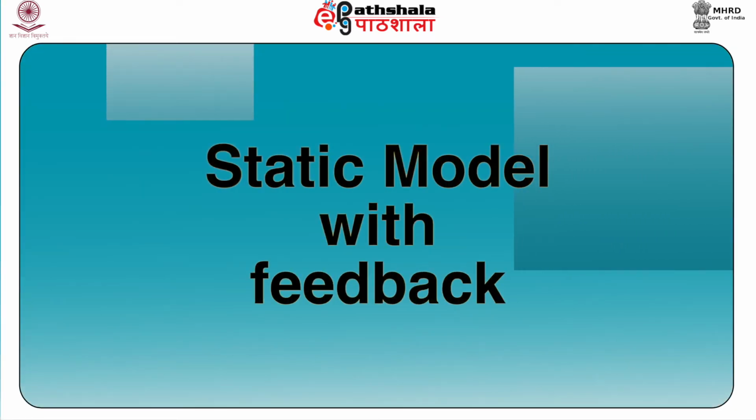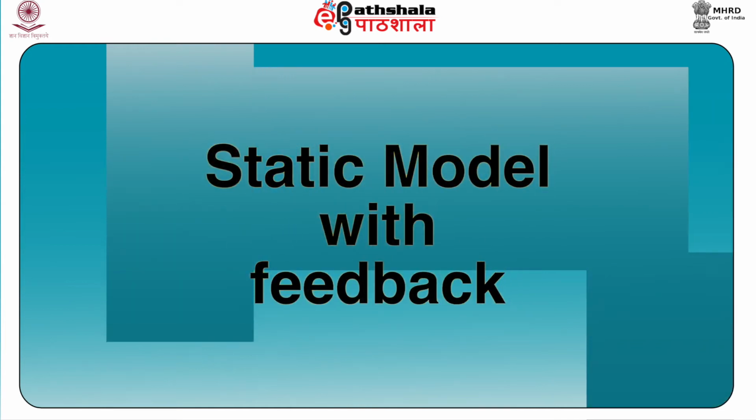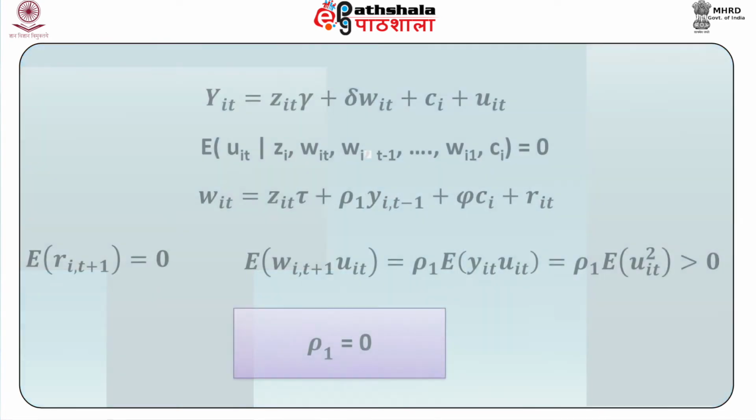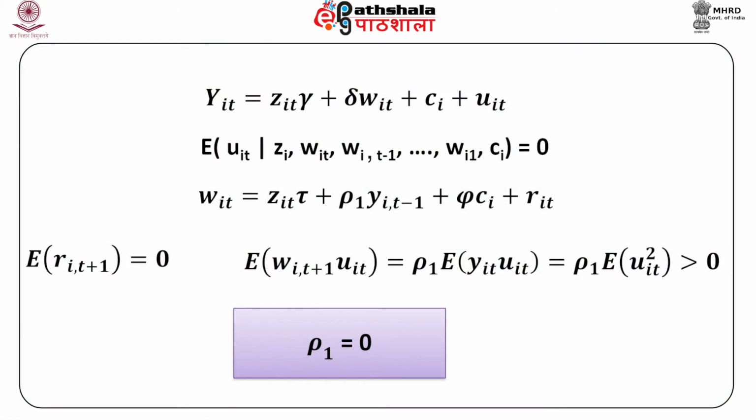What is a static model with feedback? Let us try to learn this in 2.3. Consider a static panel data model: Y_it equals Z_it gamma plus delta W_it plus C_i plus U_it, where Z_it is strictly exogenous and W_it is sequentially exogenous. So it can be written as the expected value of U_it given Z_i, W_it, W_i,t-1 up to W_i1 and C_i is equal to 0. This we denote as equation 7.